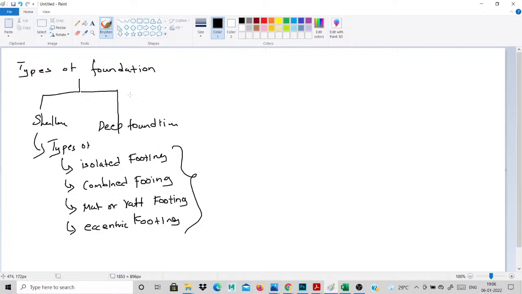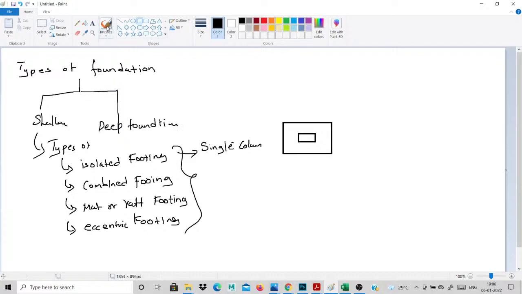I will tell you how to identify an isolated footing. In a simple example, a single column acting on a pedestal is called an isolated footing. This is my pedestal, with only a single rectangular column. This is called an isolated footing.